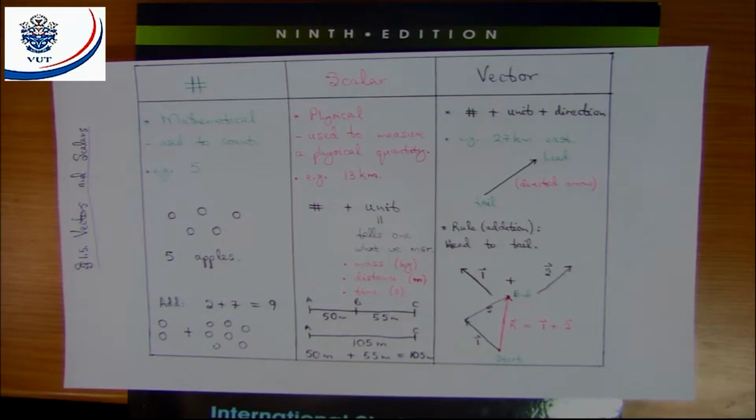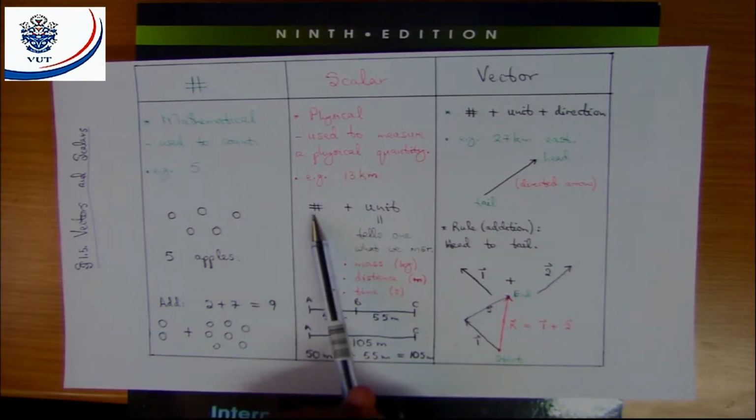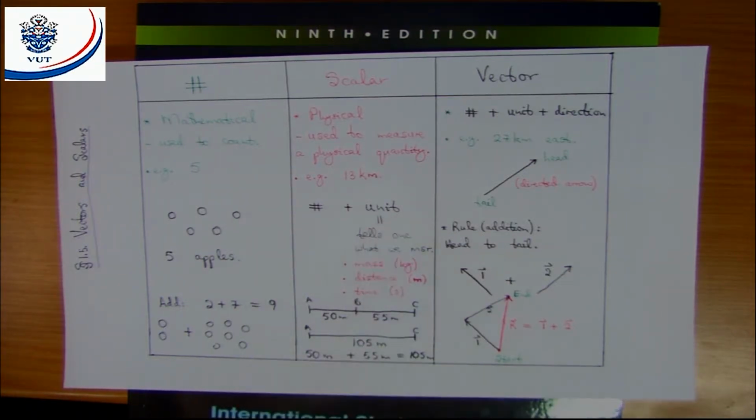Okay, so just a reminder again, a scalar is a number plus a unit, and a unit tells us what we are measuring. There are 3 basic units that we have. It's a unit for mass, which is measured in kilograms. So that's the SI unit. It's a standard international system that we use. So we measure mass in kilograms.